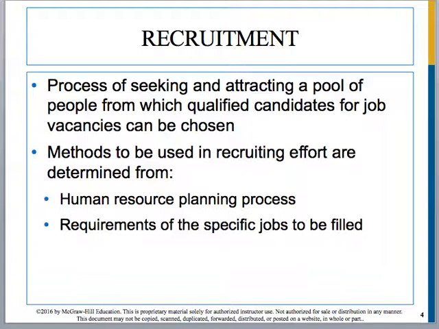So when we think of recruitment, of course, this is applicable to any industry, any kind of business organization. Recruitment is the process of looking for, attracting, and ultimately hiring or contracting or bringing aboard a pool of people that you find qualified to perform a certain duty. And so you'll have a vacancy that needs to be filled, and you're looking for the most qualified individuals. And so there's various methods that we use to recruit candidates. And they are determined from the HR planning process and specific requirements that are outlined and that you should follow based on those jobs that need to be filled.